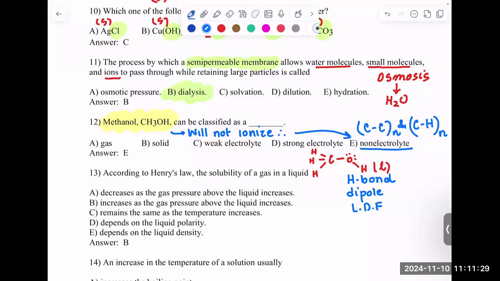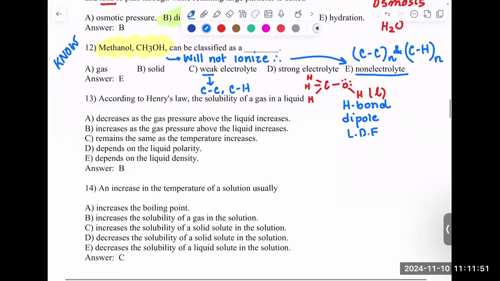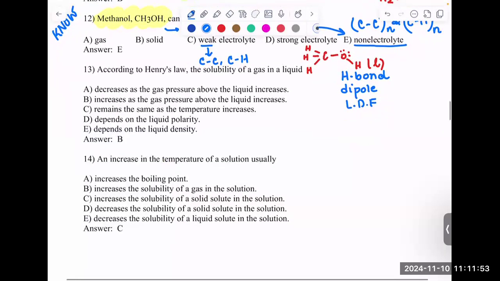Strong electrolytes, 100% ionization. Weak electrolytes, just keep this in mind, are the ones, again, that contain lots of carbon-carbon, carbon-hydrogen bonds. They will form weak electrolytes. But this one will not. So this is something you should just know. Because you're not there yet for the organic chemistry, but for the knowledge, this is important.